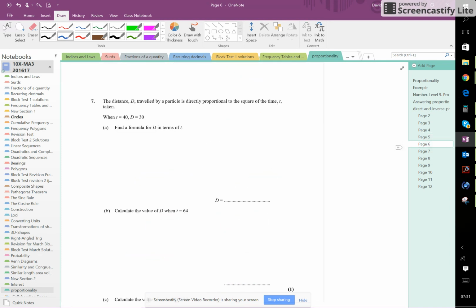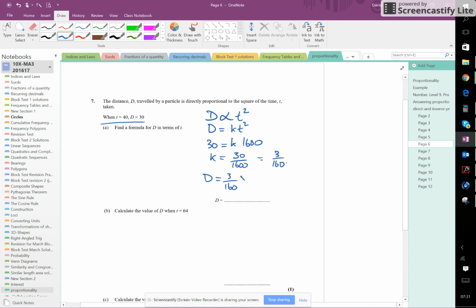Distance d travelled by a particle is directly proportional to the square of the time, t squared. Introduce a constant, use some data. 40 squared is 1600. Divide both sides by 1600. 30 over 1600. Cancel down. Get 3 over 160. So k is 3 over 160. So we get d equals 3 over 160 times t squared. That's our answer for this. 3 over 160 times t squared.